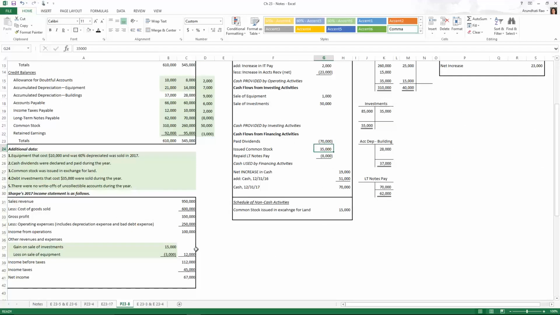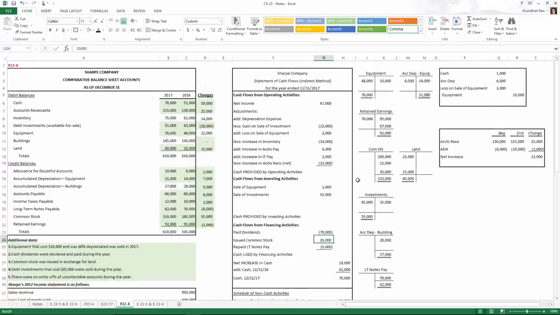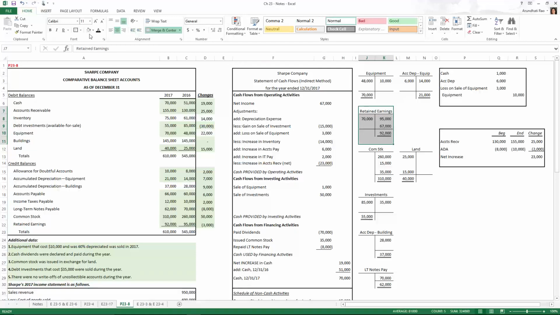Now let's see what else is left over here. Depreciation expense I have to calculate. Retained earnings has been fully taken care of, so I'm going to highlight this to indicate I've done with it. Common stock and land, these three accounts have been dealt with. Investment, this has not been dealt with. Okay. Investment, I had 85, I sold 35, so the balance should be 50.